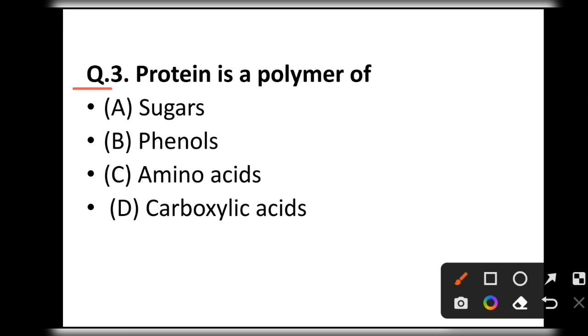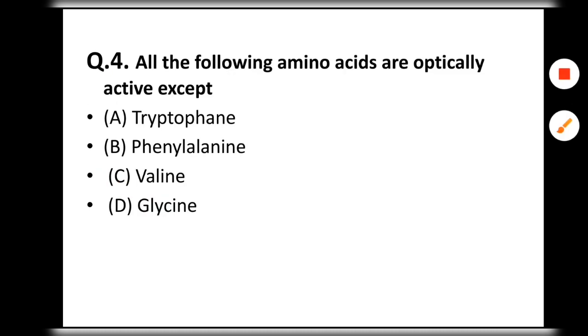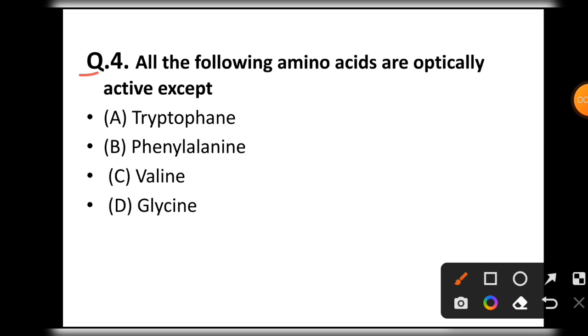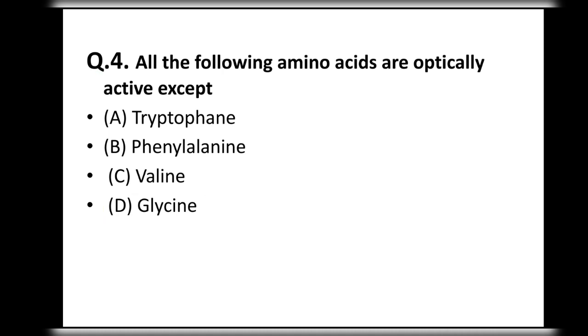Question 3. Protein is a polymer of. Correct answer is option C. Protein is a polymer of amino acid. Question 4. All the following amino acids are optically active except. Correct answer is option D. Glycine is not optically active amino acid.